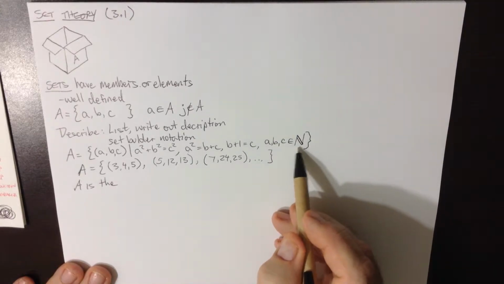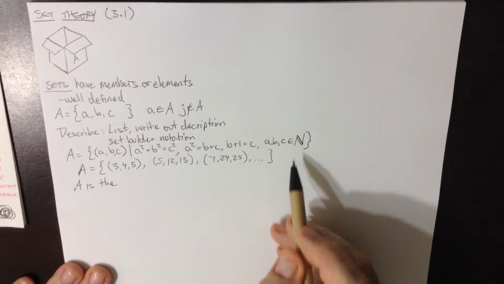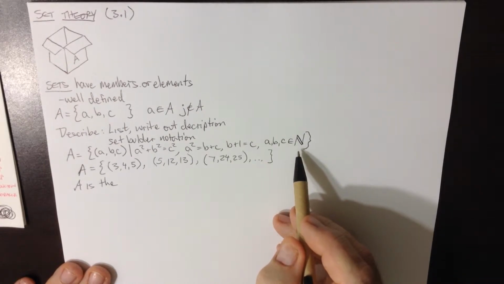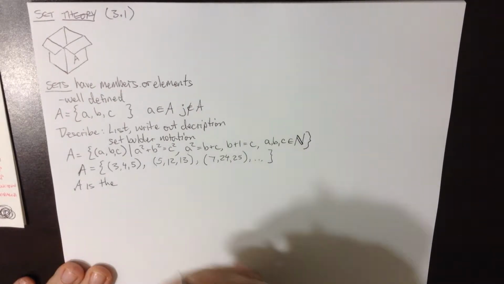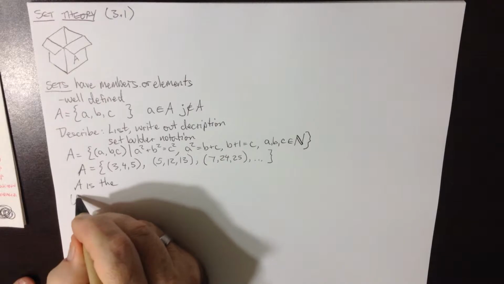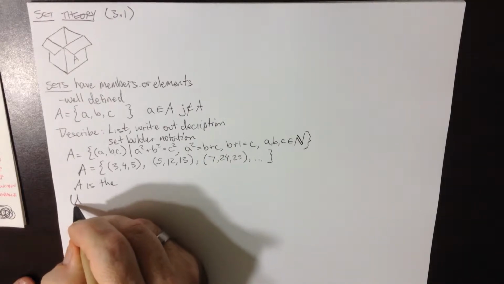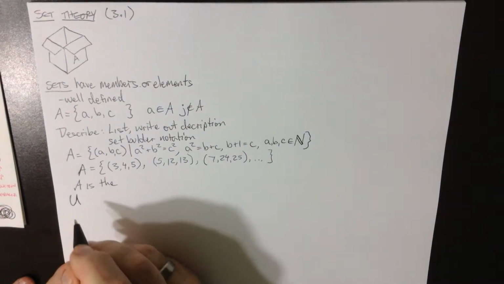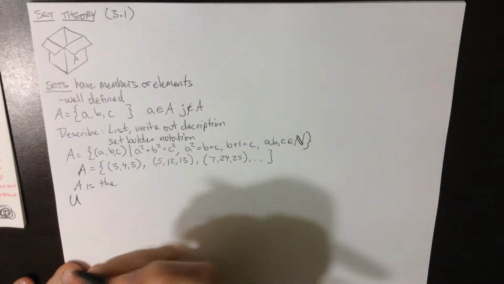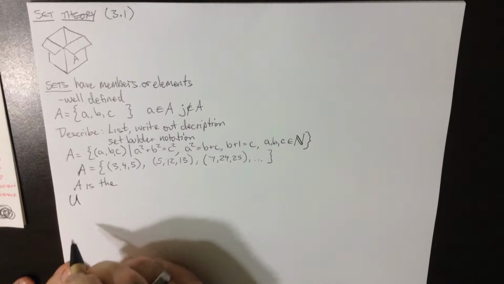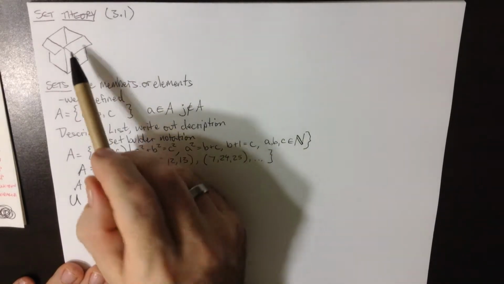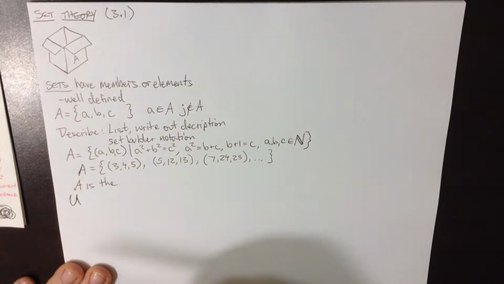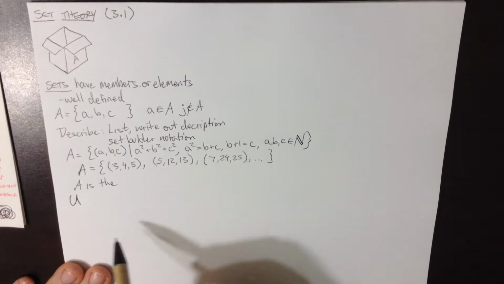I mentioned before that this capital N right here is for saying that A, B, and C are elements of the set of natural numbers. Okay, there's another capital letter. This is U, obviously, and U is what we call the universal set. This defines all of the elements that are possible to be working with.